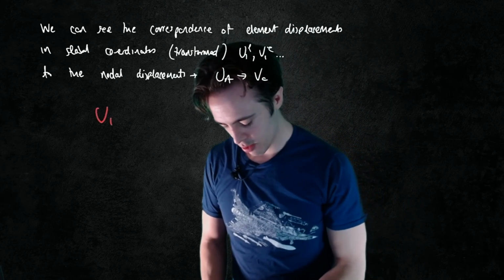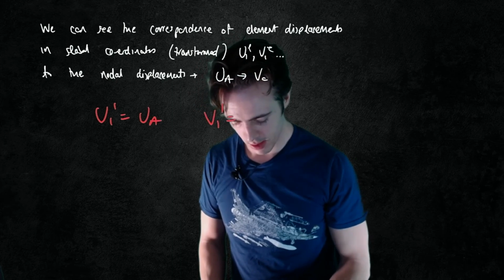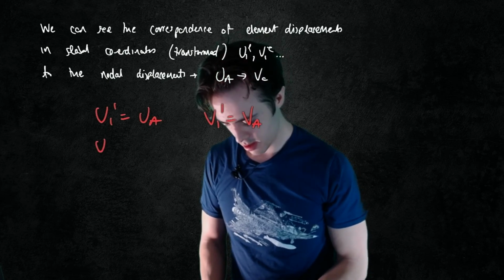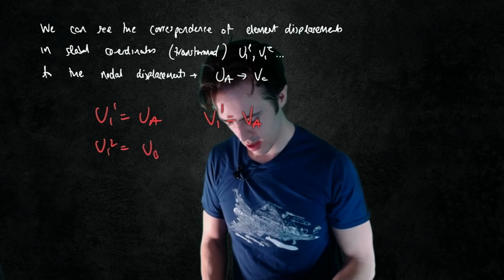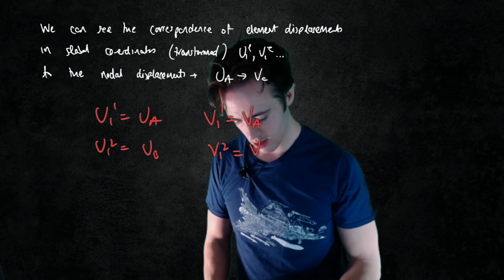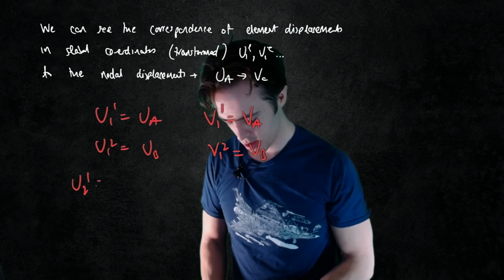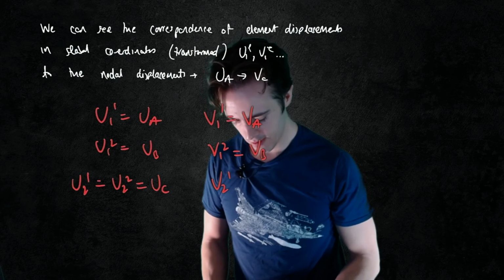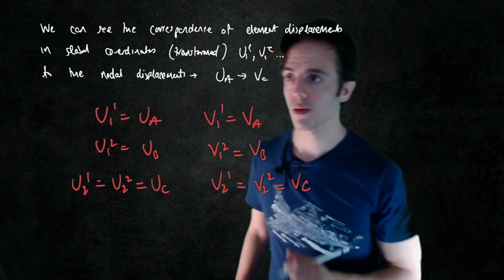We've got u11 is equal to UA, v11 is equal to VA, u12 is equal to UB, v12 is equal to VB, and then we've got these ones that are the same. We've got u21 is equal to u22 is equal to UC, v21 is equal to v22 is equal to VC.